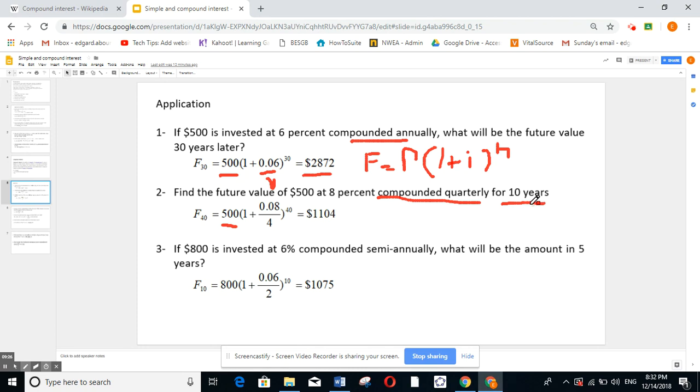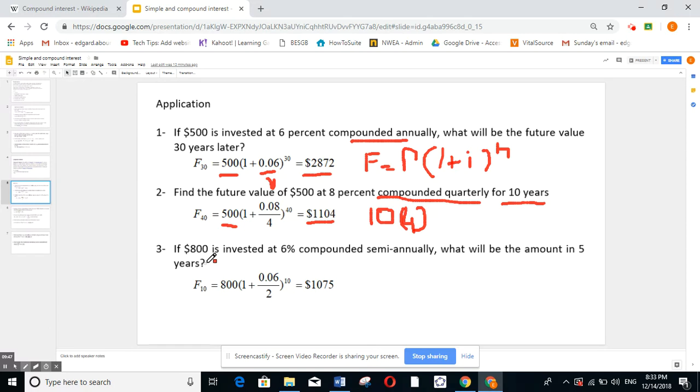I want it for 10 years. So how many times are you going to take the interest in these 10 years? You're going to take 10 times 4, because every year you're going to take it 4 times, so it will be power 40. So it will be 1,104. And if you're going to find the interest gained, you do the 1,104 minus $500, it will be $604.